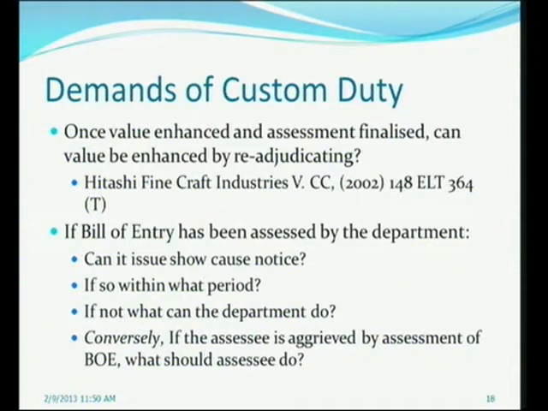Once value is enhanced and assessment finalized, can value be enhanced by re-adjudicating? I have filed bill of entry. When I filed bill of entry, I have said my value is 10,000 rupees. Value has been enhanced. They have said 12,000 rupees. After value has been enhanced, again, assessment on 12,000 rupees, department has said 12,000 rupees. I say, okay, fine. You want to charge on 12,000? I'll pay you on 12,000 rupees. I've paid 12,000 rupees. Then again the department comes and says, no, I think I made a mistake. It's not 12,000, it's actually 15,000. Which might be true also.